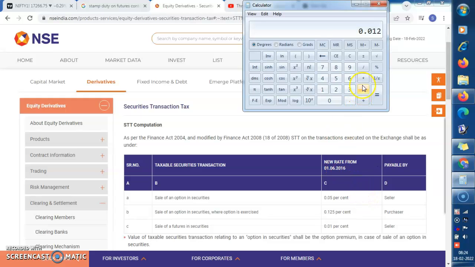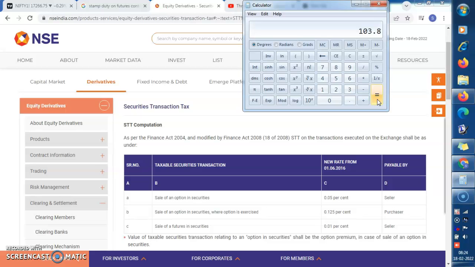Now let us divide it by 100, because this is all in percentage. Then multiply by 50, because one lot size is 50. So this is a golden number we should remember: 0.006. This is the expense of one lot, including your STT and stamp duty. Now you just need to multiply this number 0.006 by whatever is the price of the Nifty, let's say 17,300. So roughly I will be paying 103 to 105 rupees.